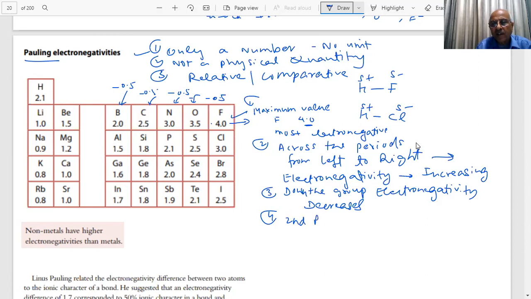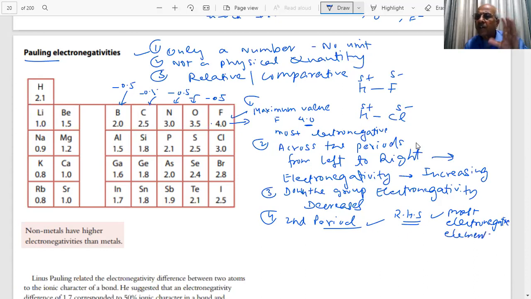Second period, students. The most electronegative elements are where? Where are the most electronegative elements? You can see in this period, and on the right side. Second period, right hand side, what do you find, the most electronegative elements? Is it okay? Can you see it, student?